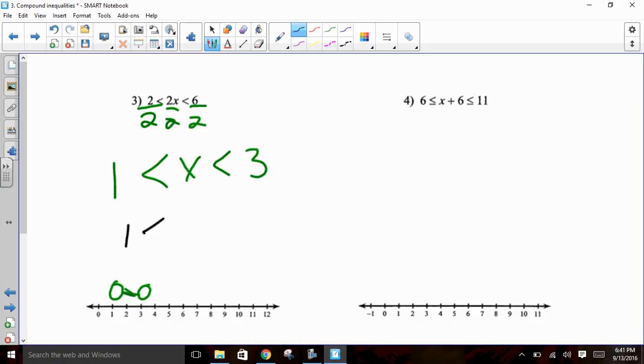I have 1 is less than x. Well, my x is on the right side, so I'd have to rewrite it and get x is greater than 1. If I split this part over here, my x is already there, so it's already telling me it's going to the left. So when I'm dealing with my and signs, I'm going to have my shading go towards each other.